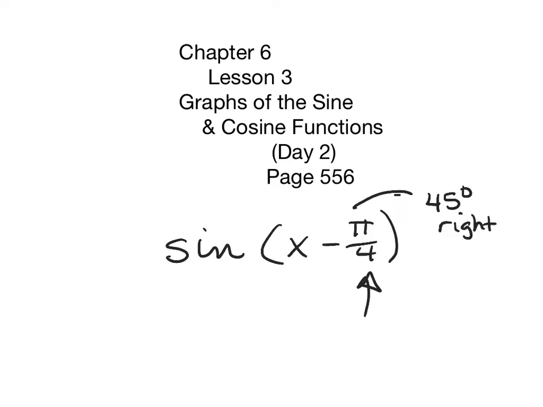So whatever number is in the parentheses with the x, that is going to tell you how we're shifting the graph. If it were x plus pi over 4, then this would be 45 degrees to the left.